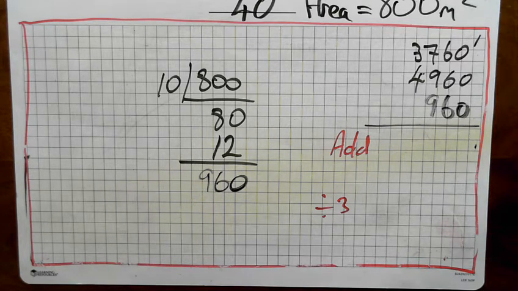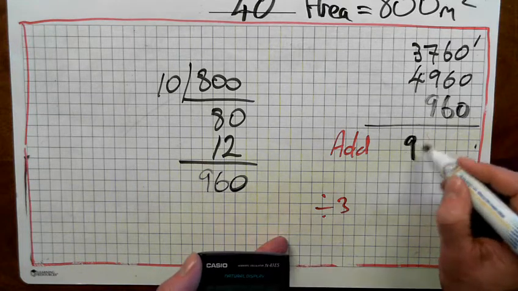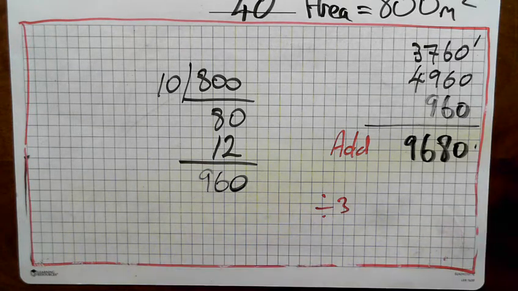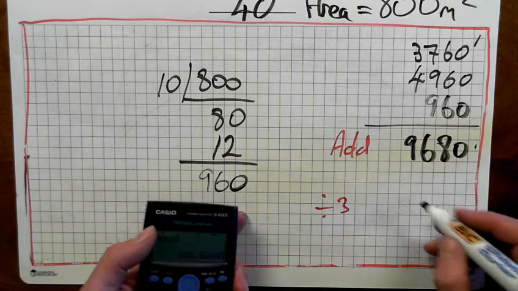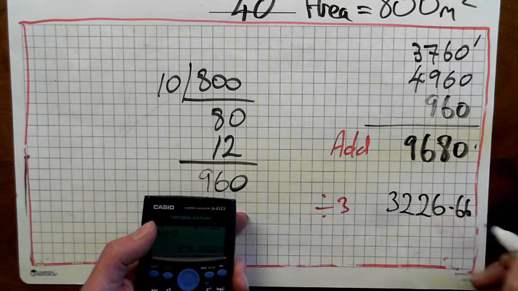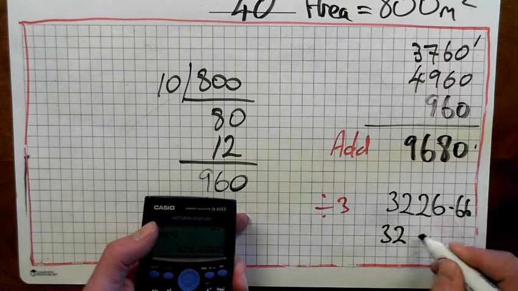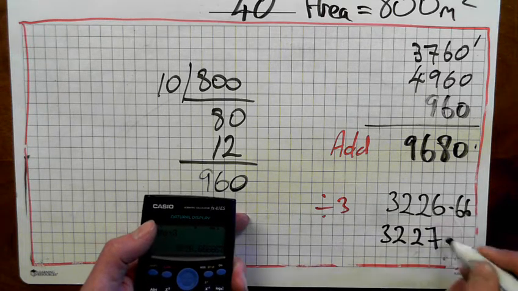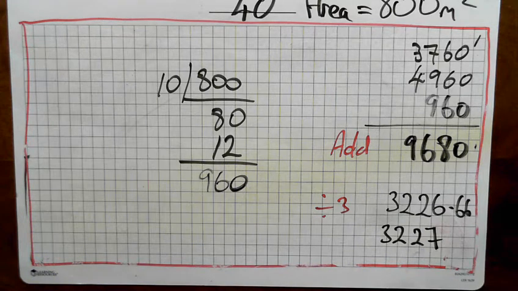3760 plus 4960 plus 960. 9680, is that what you got? 9680. Yeah, 9680. And then to get the average, divide by 3. 3226.66. To round it, 3227. To round it to a whole number.